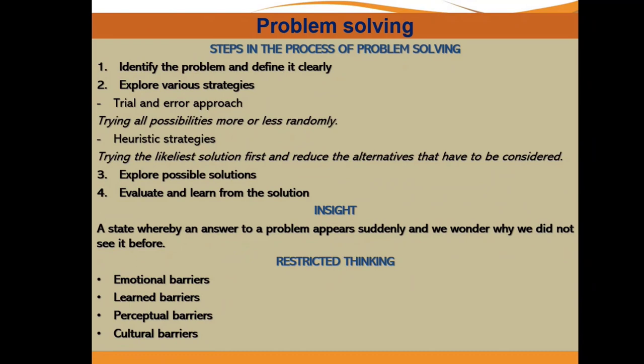Then the heuristic strategy, which differs, they say, is trying the likeliest solution first and reducing the alternatives that have to be considered. You try the likeliest solution first and reduce the alternatives to be considered. So normally, in trying the likeliest solution when using a key, what people will do is look at the key and compare it to the hole, the door handle.